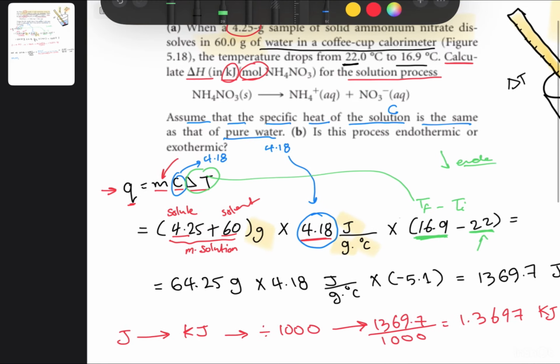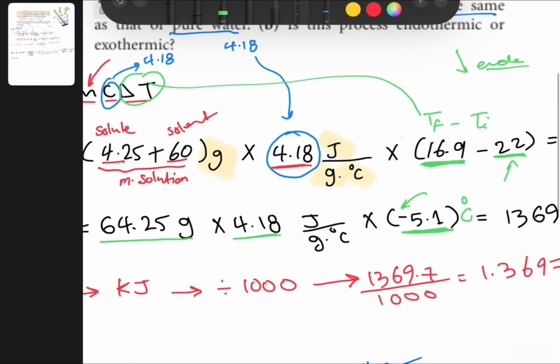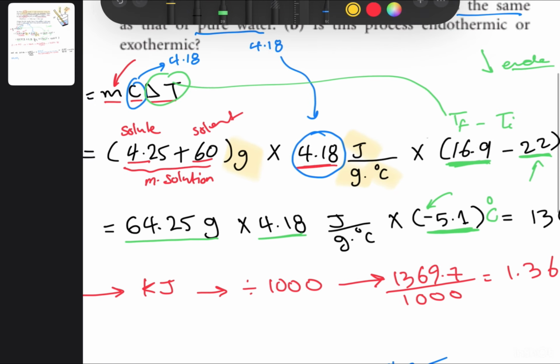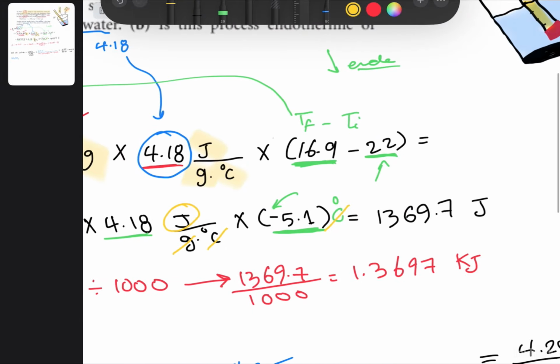And now we have the grams, okay? We have the heat capacity, we have the change in temperature, and actually it's represented with a negative sign, and this is degrees Celsius. So at that point, you can see here, I can cancel out the units. I can cancel the grams here. I can cancel the degrees Celsius, and the only unit left behind is joules. So we have 1369.7 joules.